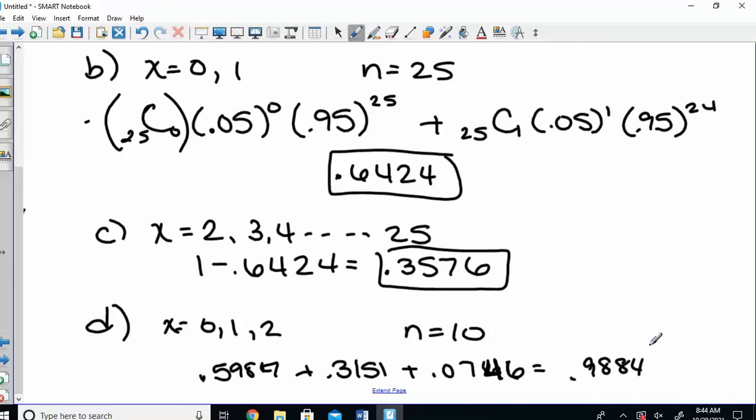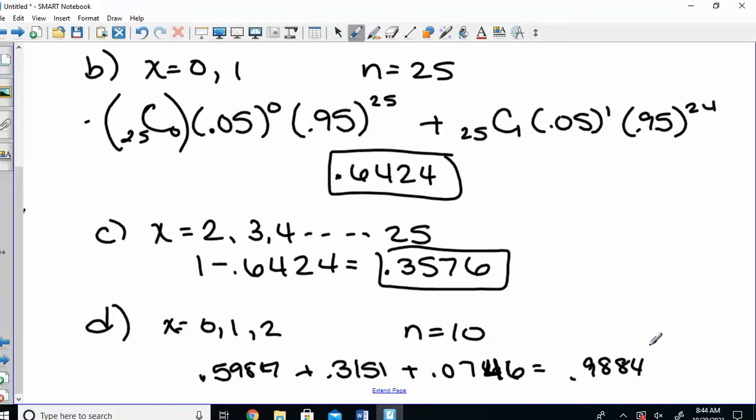We want n to be 10, so we're back to the second page there. Our p is 0.05, and we wanted less than or equal to 2. So if you go to your 2, you get 0.9885. So just slightly different due to rounding.